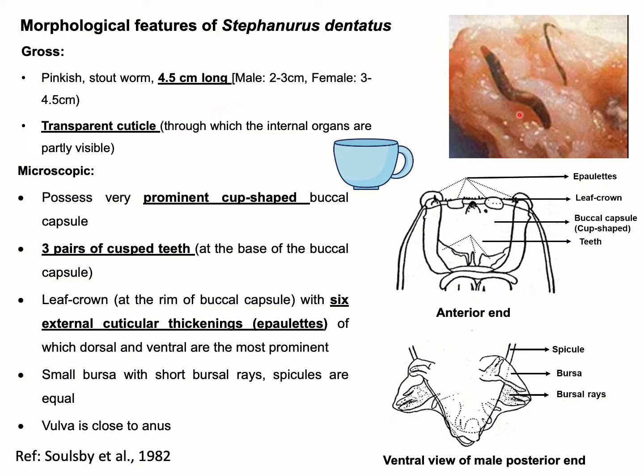The cuticle of Stephanurus dentatus is very transparent, through which the internal organs can be seen. The microscopic features of this parasite are also very interesting. As this parasite is under the superfamily Strongyloidea, it will have a prominent buccal capsule.